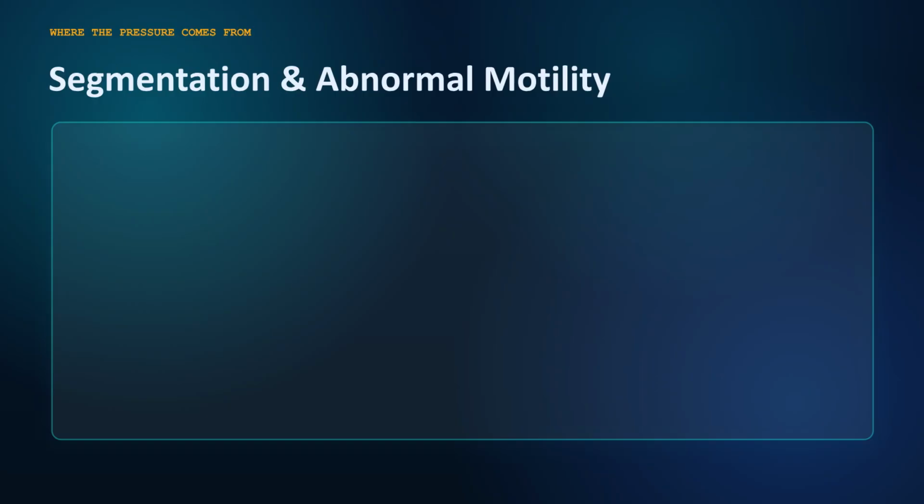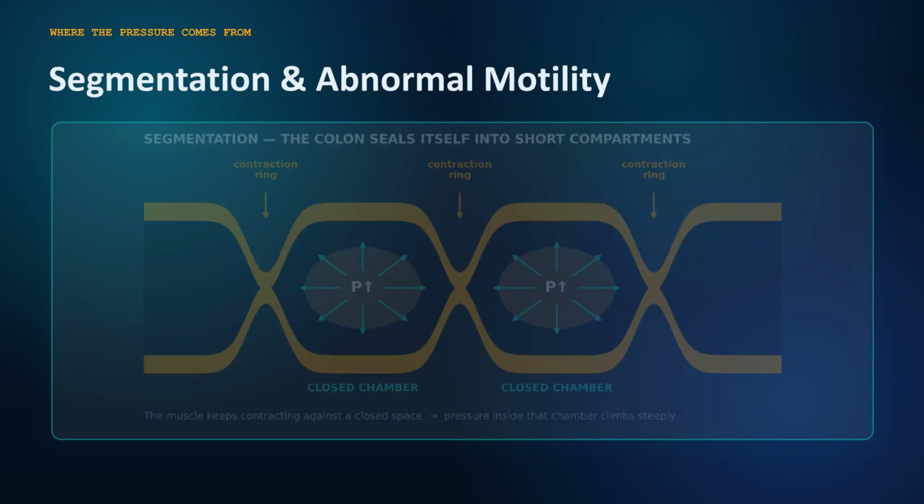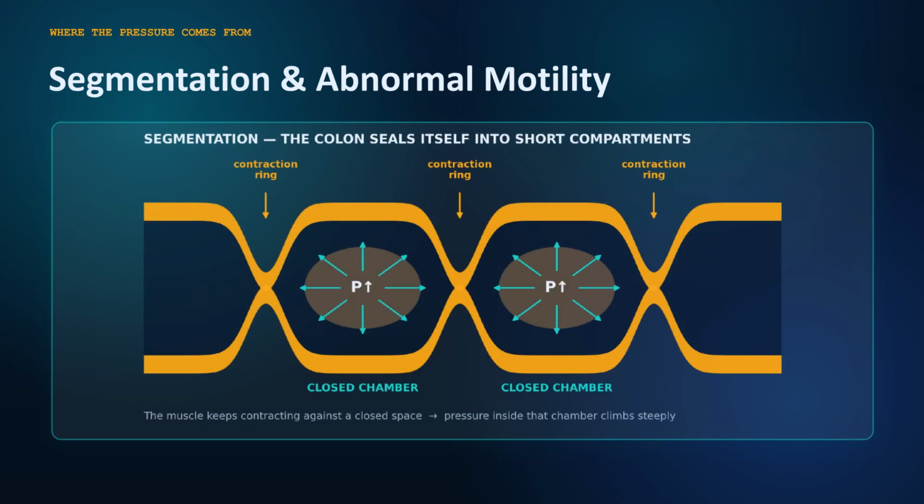The colon does not squeeze like a tube of toothpaste. It contracts in rings, and those rings divide the lumen into short closed compartments. That is called segmentation. Follow the diagram. When two contraction rings close at once, the stool between them is trapped in a small sealed chamber. The muscle keeps contracting against a closed space, and the pressure inside that chamber climbs steeply.